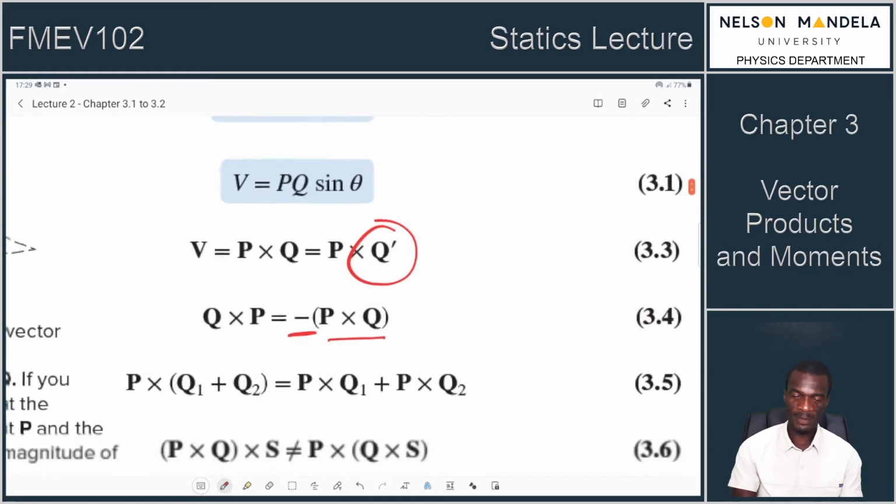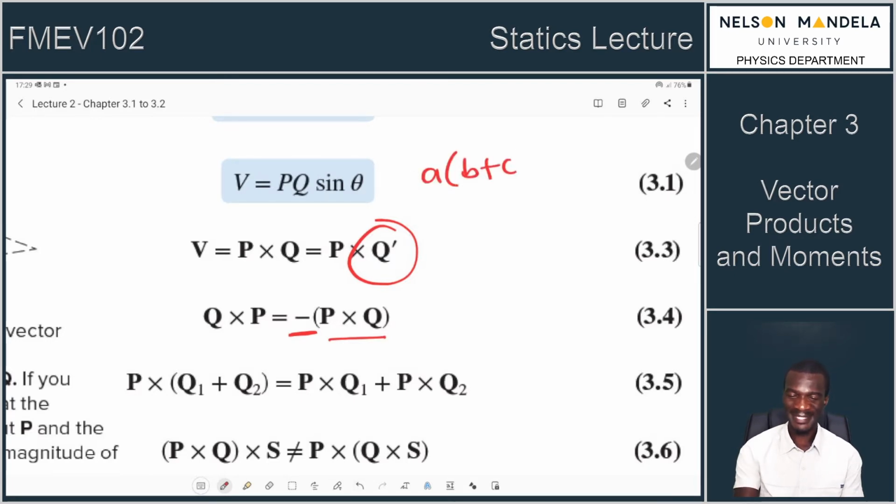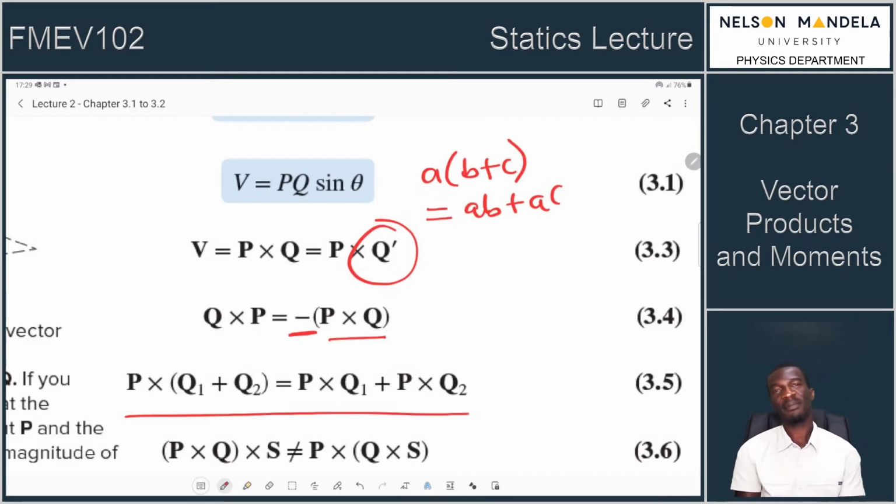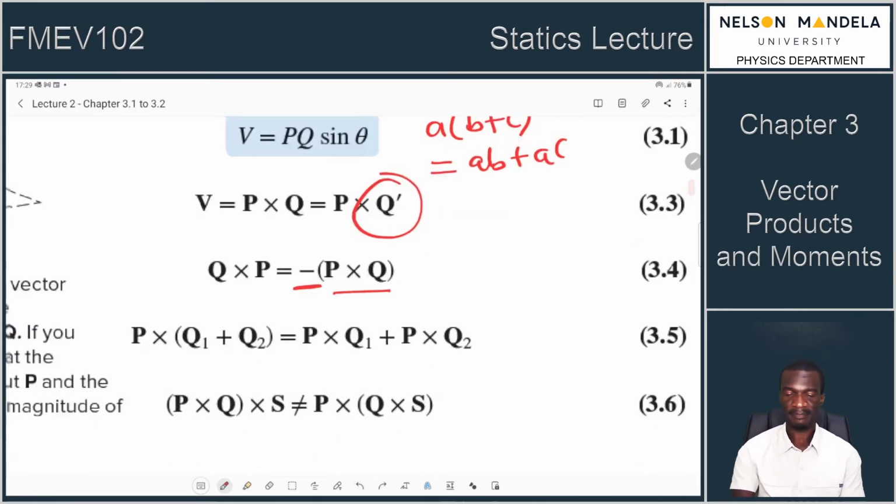The third property is an exciting one, distributive. So it's just like your algebra. It's just like A into B plus C. You can simply distribute this to AB plus AC. So this is exactly what's happening here. No need to explain that.